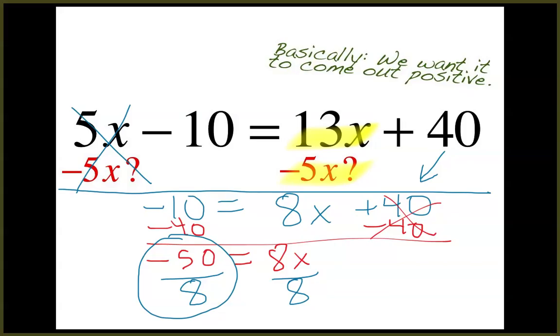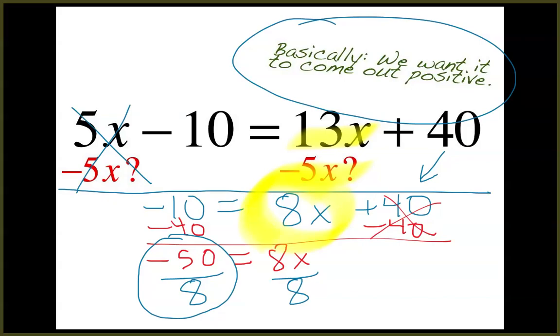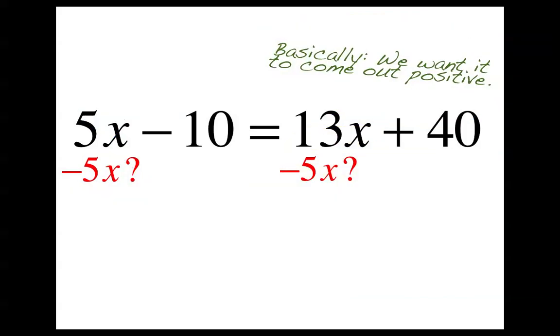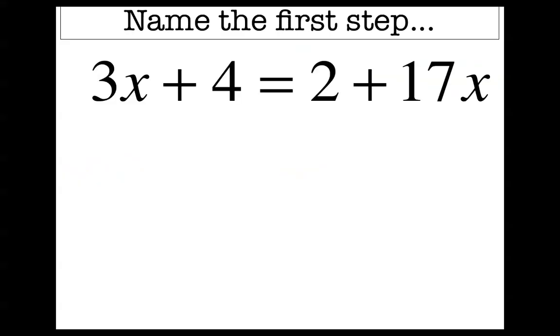So we still got the same solution. So I guess the moral of the story is we want this part right here to come out positive, but even if it doesn't, everything's still going to be cool. All right, so if I gave you this equation, what would be the easier first step?